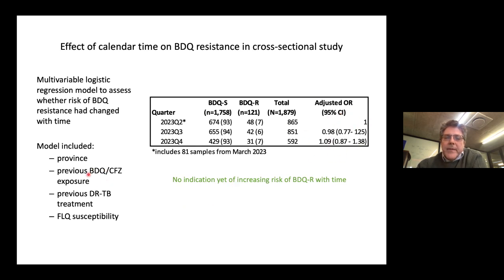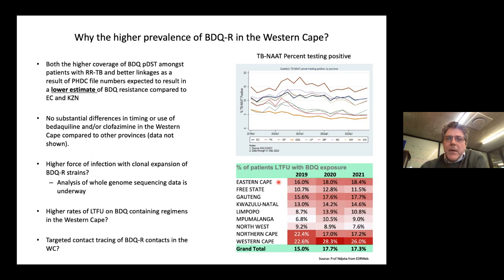These were adjusted for province, previous exposure to bedaquiline or clofazimine, previous drug-resistant TB treatment, and fluoroquinolone susceptibility, but no indication that the adjusted odds ratio for bedaquiline resistance, having adjusted for these issues, which I think are relevant from a causal diagram perspective rather than a backwards or forwards modeling perspective. We're not seeing an indication during this period of increased bedaquiline resistance with time.